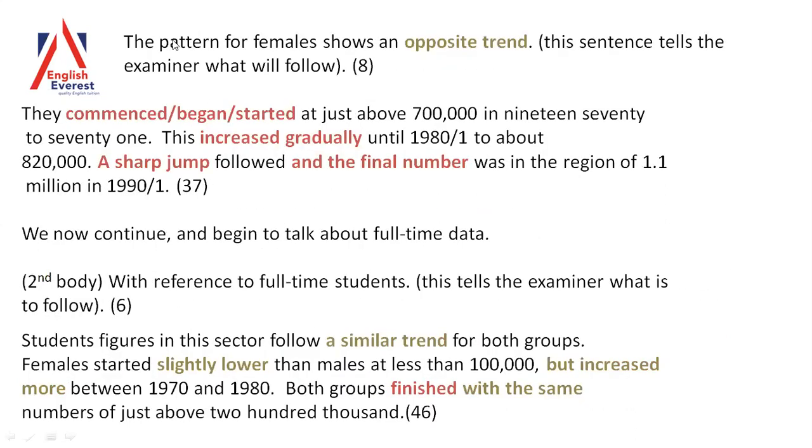Okay. The patterns for females, so we introduce the next section, show opposite trends. This sentence tells the examiner what will follow. It's telling us that it's females, and it's also telling us that the information is opposite to what we've just read.